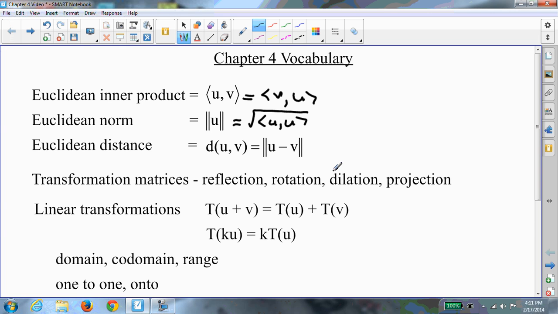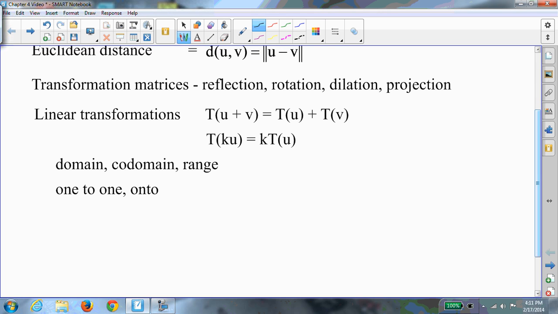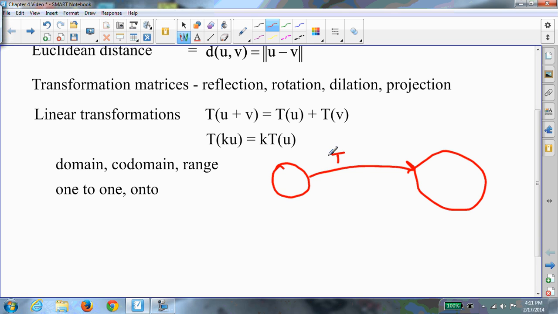Transformations of matrices, these are the four main ones we talked about: reflection, rotation, dilation, and projection. Talked about it in 2 dimensions and 3 dimensions, and then we started generalizing to the idea of linear transformations. We talked about domain, codomain, and range, so I'm going to try to show you visually what we're looking at with each one of those. Basically, I have a transformation T that takes a set of objects to another set of objects. And so this is my mapping T.